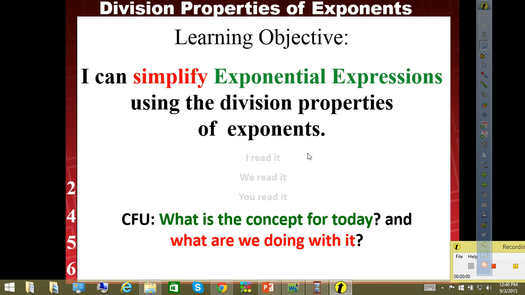All right, here we go. Our objective for today: I can simplify exponential expressions using the division properties of exponents. Read together. 1, 2, 3. I can simplify exponential expressions using the division properties.